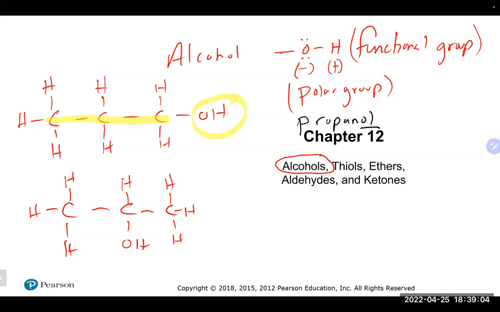But we do need to give the location of where that OH group is, and it is at which carbon? Carbon number 1 is the smallest one. Doing that right? 1, 2, and 3. This is 1-propanol. The 1 is the location of where you find the OH group on the chain.